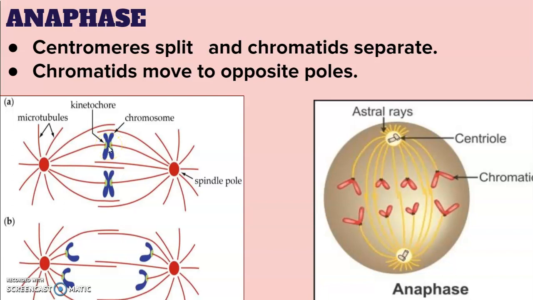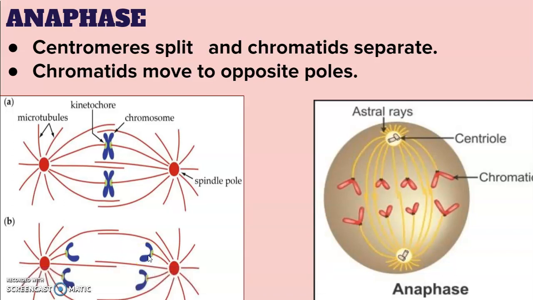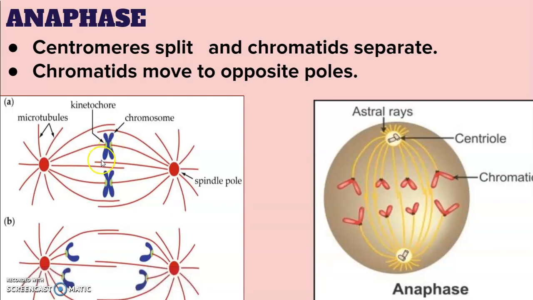Now, during anaphase, the centromere region splits, and as a result, the chromatids get separated. Now, the chromatids move to the opposite poles. So, the most important point here, children, during anaphase, the centromere splits, the chromatids get separated, and the chromatids move to the opposite poles.